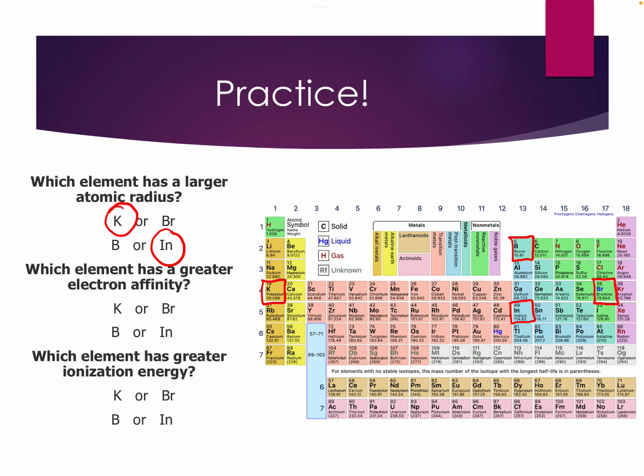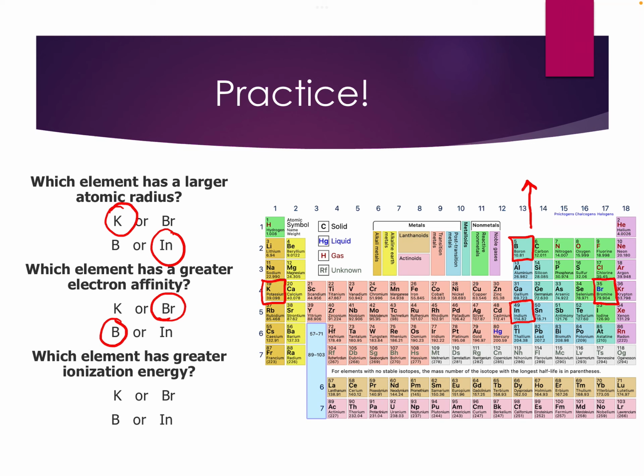Now let's talk about electron affinity. Electron affinity increases from left to right, so bromine will have a greater electron affinity than potassium. I realized just now that we didn't talk about up and down for electron affinity. Essentially, it's the same as ionization energy. As we go up, we get an increased ionization energy. So boron will have a greater electron affinity than indium.